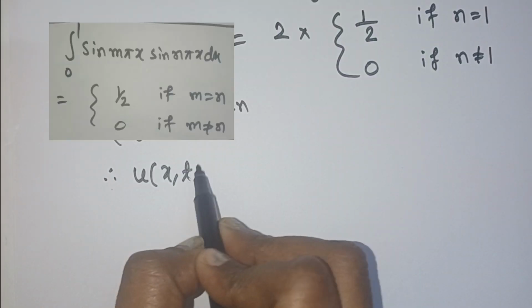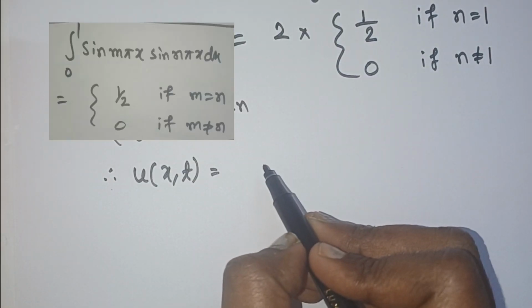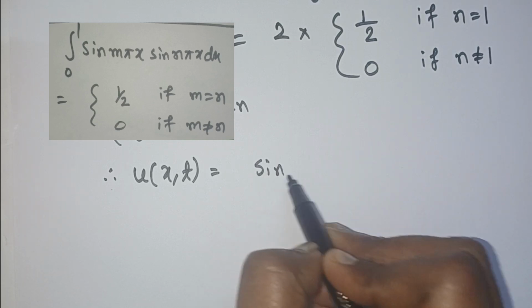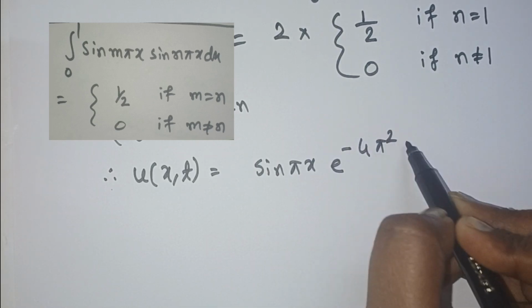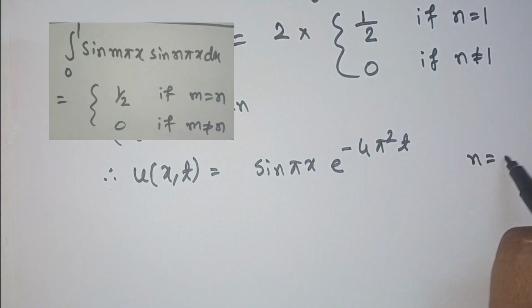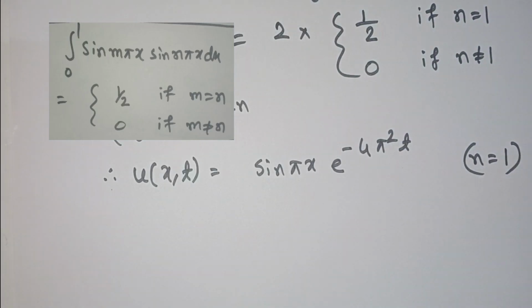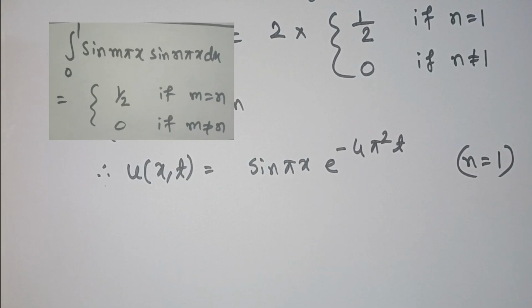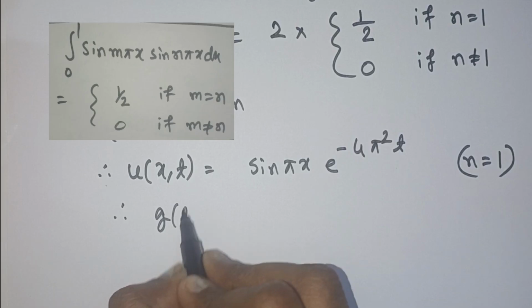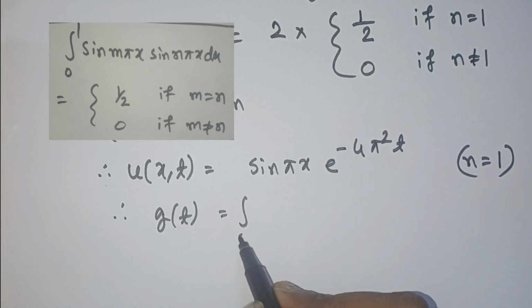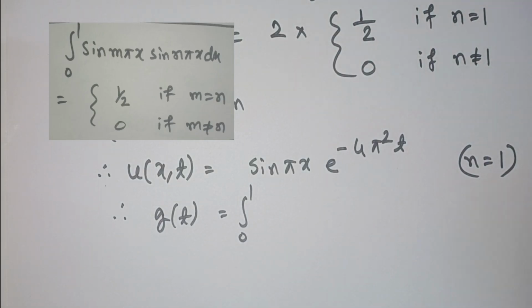We already have this result: integration 0 to 1 sin(m pi x) sin(n pi x) dx equal to half if m equal to n and 0 if m not equal to n. So putting these values, we have u(x,t) equal to sin pi x e power minus 4 pi square t, because n equal to 1 only gives the value of b_n non-zero.